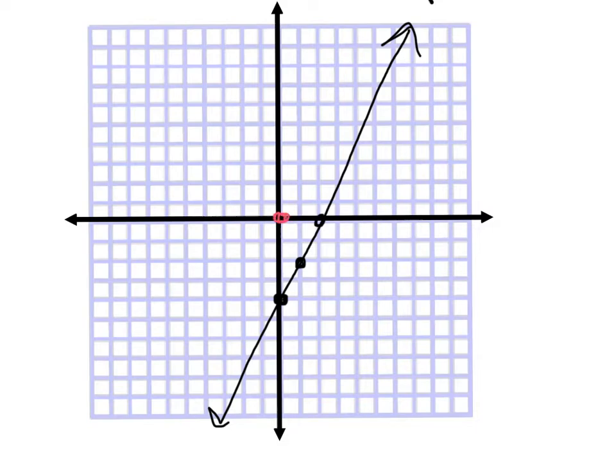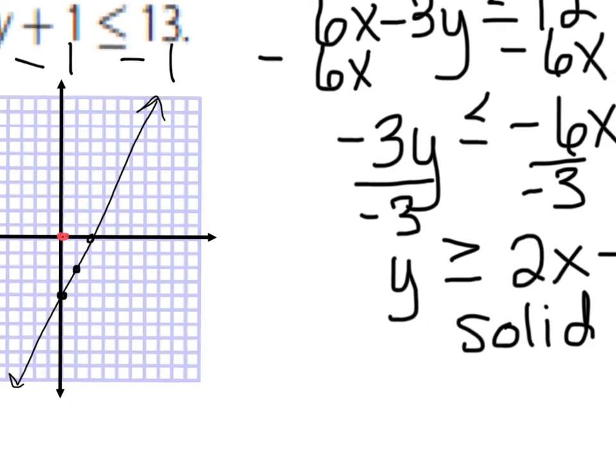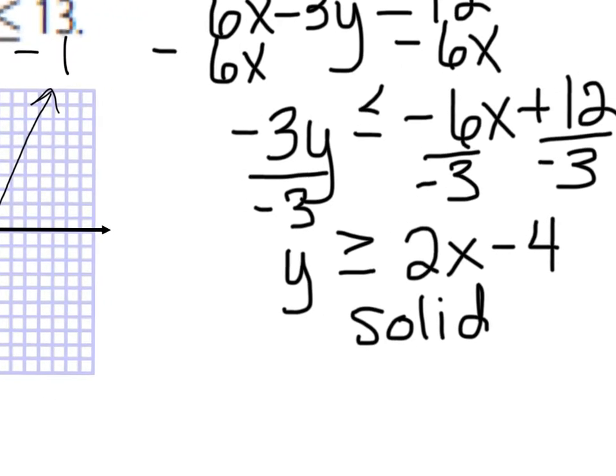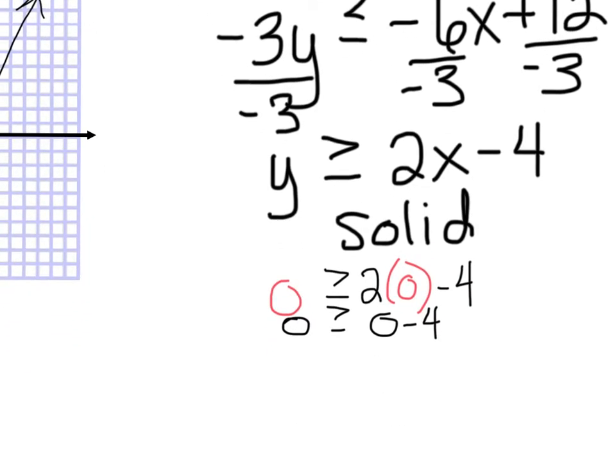Since it does not go through 0, 0, we can go ahead and use that as a test point. So I'm going to go back to here and replace our y and x with 0. So I want to know, is 0 greater than or equal to 2 times 0 minus 4? 2 times 0 is 0. 0 minus 4, that's negative 4. So 0 is greater than or equal to negative 4.